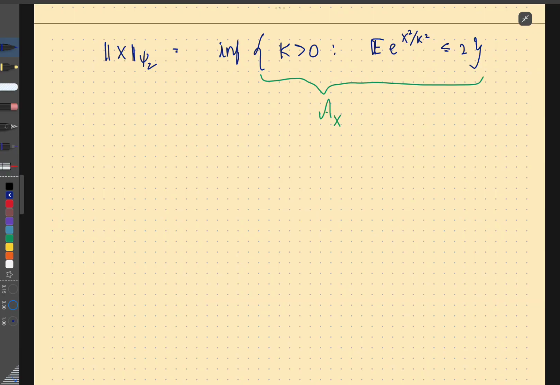Set of real numbers greater than a particular number. Correct. So it could take one of two forms. It could be of the form alpha comma infinity, right? Or it could be a completely open set.